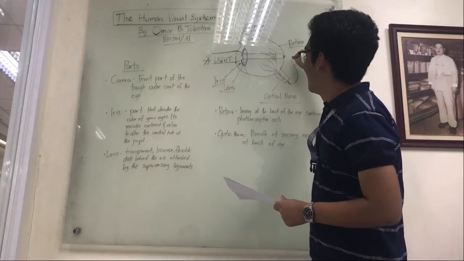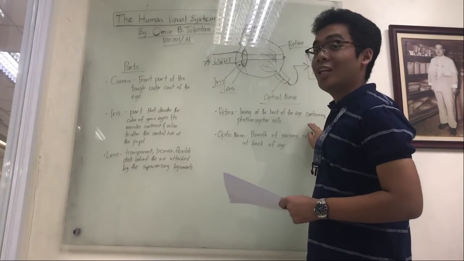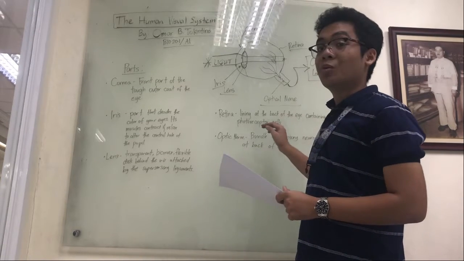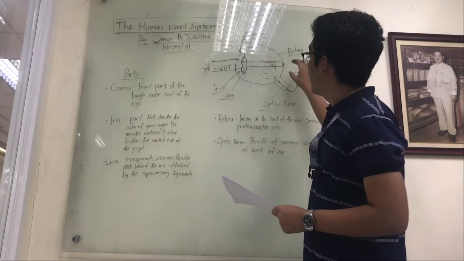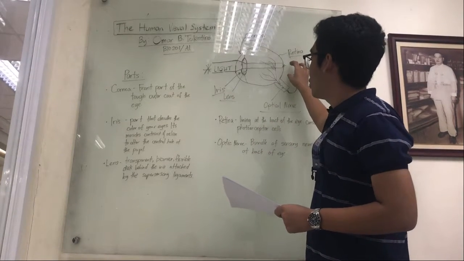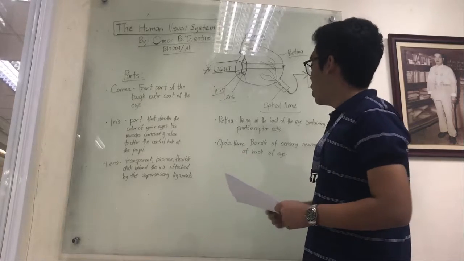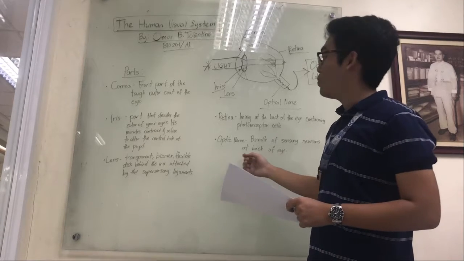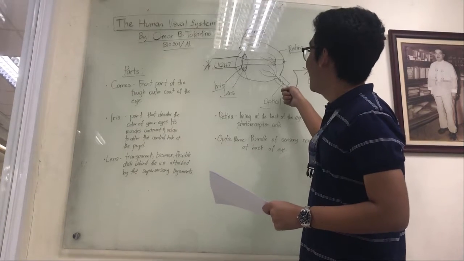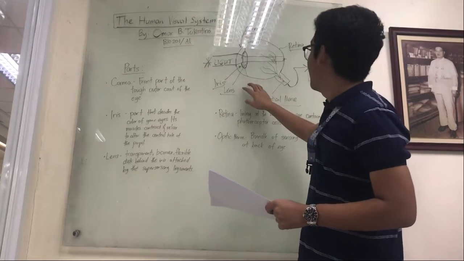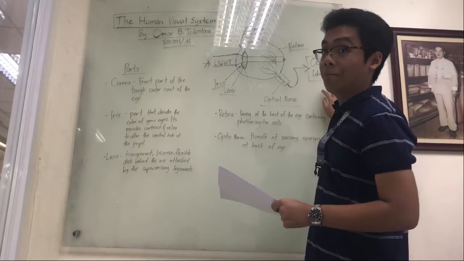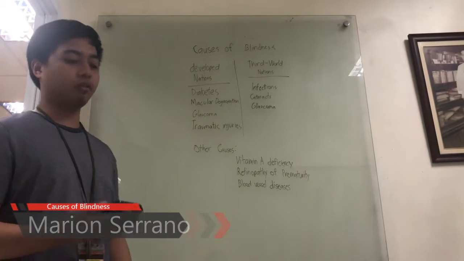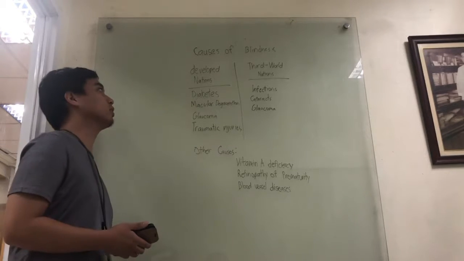So this part is the lining at the back of the eye containing the photoreceptor cells. These cells are actually highly sensitive to different tones of light. And this part as well contains the optic nerve. The optic nerve is a bundle of sensory neurons at the back of the eye. This part is responsible for sending the information that is gathered in this organ to the occipital lobe of the brain.